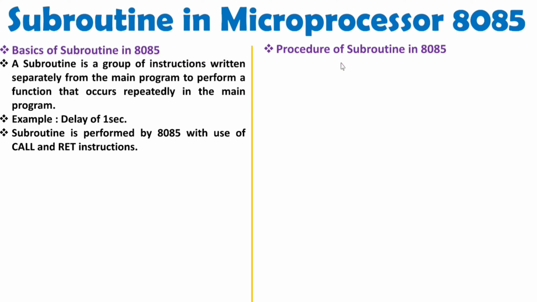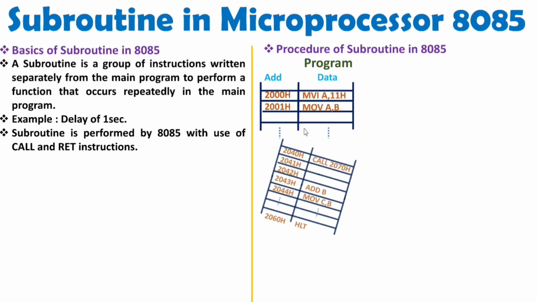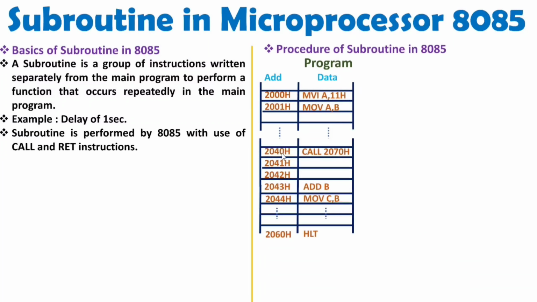So here I'll be explaining the procedure of subroutine. Let us say we have one main program that I'm writing over here, and there are a few instructions written in sequence. Once you write your main program, if one function is getting repeated again and again, then that should be written in a subroutine. And a subroutine is invoked by using the call instruction. So you see here at 2040 hex, I am executing the call instruction.